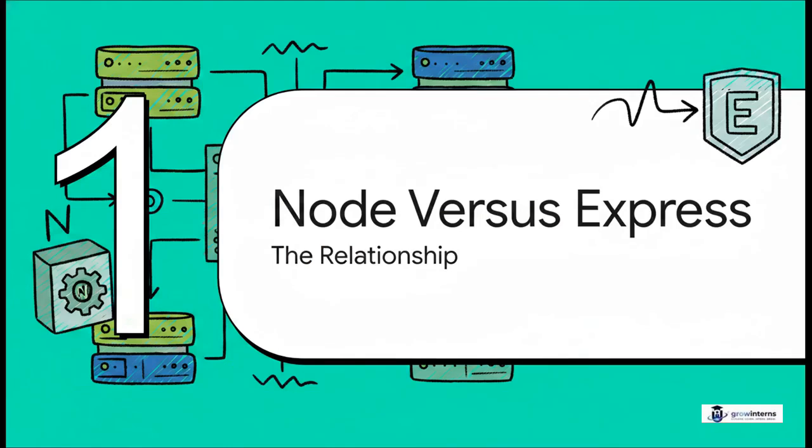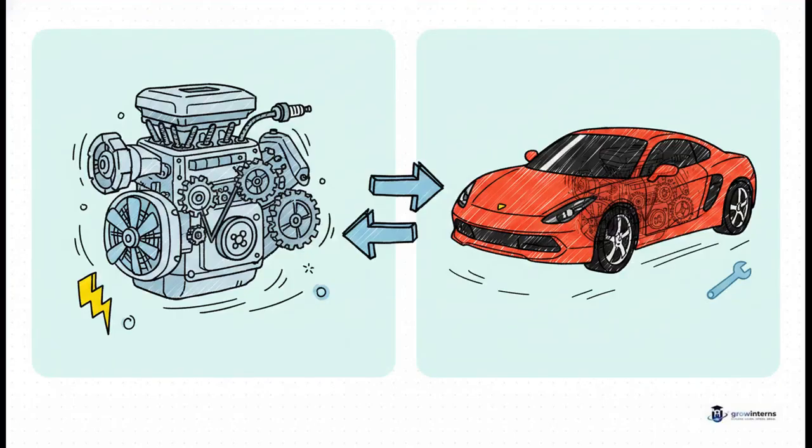All right, first up, Node versus Express, and understanding the relationship between the two. Let's clear up a super common point of confusion for new developers right off the bat. A lot of industry CTOs love this analogy. And honestly, it hits the nail on the head. Think of Node.js as the powerful engine under the hood. It provides all the raw horsepower, the event loop, those low-level server capabilities. Express.js, on the other hand, is the sleek vehicle that actually makes it easy to drive.